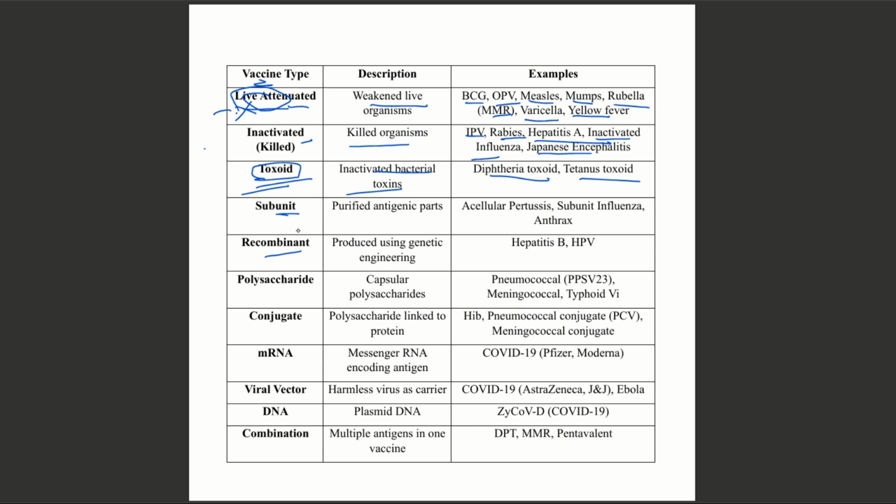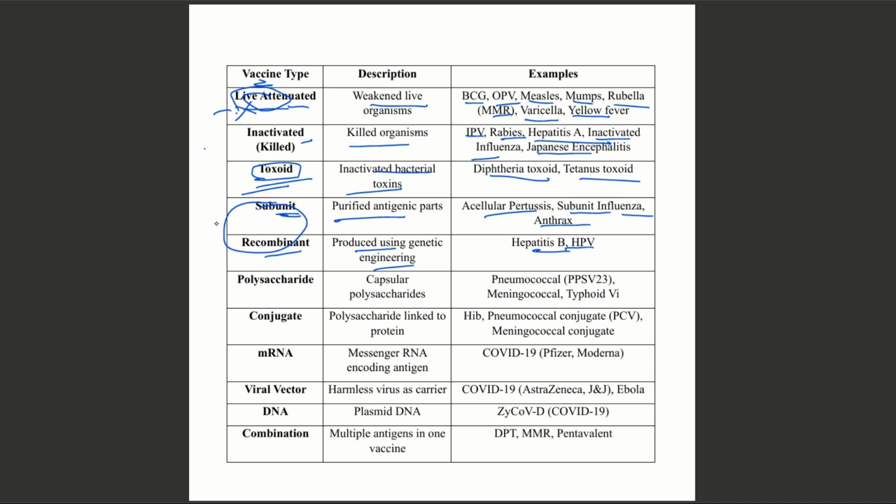Subunit and recombinant vaccines. In subunit vaccines, purified antigen parts are used. Examples of this vaccine are acellular pertussis, subunit influenza, and anthrax. In recombinant vaccines, the vaccine is produced using genetic engineering, and examples are hepatitis B and HPV. These have fewer side effects and are safe in immunocompromised patients, where immunity is compromised.